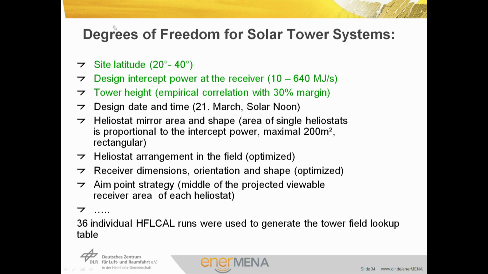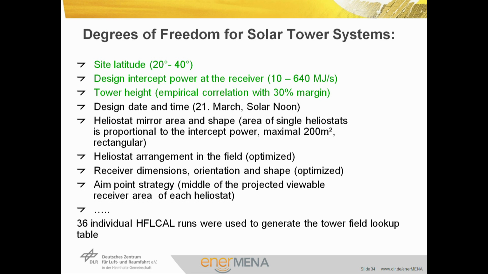The pre-calculated performance maps for solar tower systems have several degrees of freedom. The first one is the site latitude. Users may choose sites between 20 and 40 degrees. The design intercept power at the receiver is limited between 10 and 640 megajoules per second. And the tower height is a mean value, but the users may vary this value within a plus minus 30% margin. Other input data or the design data are fixed.